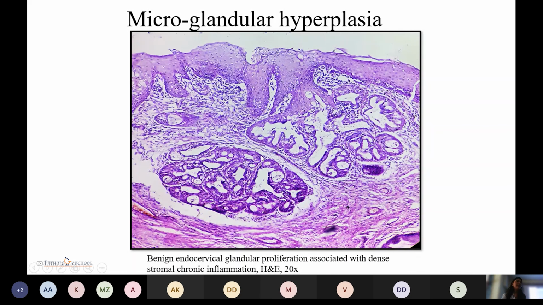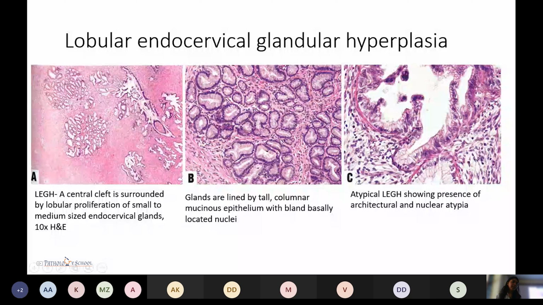Lobular endocervical glandular hyperplasia is a similar entity. Here we can see a central cleft-like space which is surrounded by lobular proliferation of small to medium-sized glands. These are very benign looking glands with basally located nuclei and apical mucin. But in certain conditions, there is something called atypical lobular endocervical glandular hyperplasia. It resembles the gastric type adenocarcinoma, so it is safer to diagnose them as adenocarcinoma in situ in such cases.